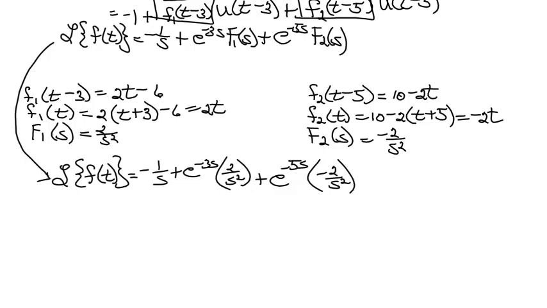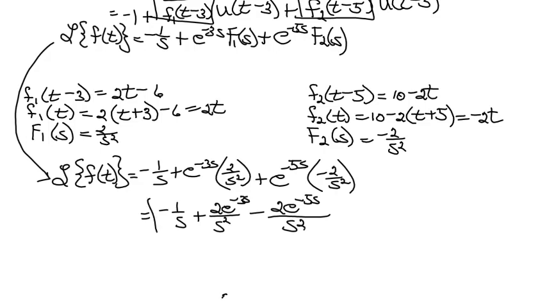Now you can leave it like that as far as I'm concerned, or you can rewrite it as negative 1 over s plus 2 e to the negative 3s over s squared, gotta have the s, over s squared, and then minus 2 e to the negative 5s over s squared. That's a little bit prettier, and that's kind of traditional for the final answer on the Laplace transform of a function of t. So when you take the Laplace of any function of t, like we did on this third example, you should end up with just a function of s. So that's all there is to that type of problem.